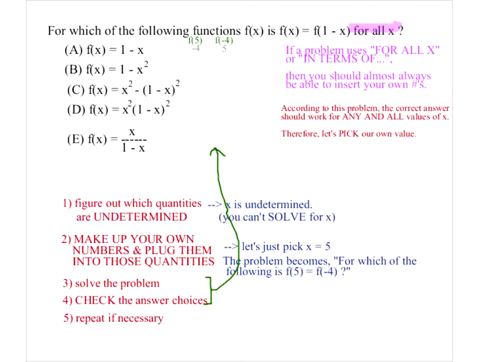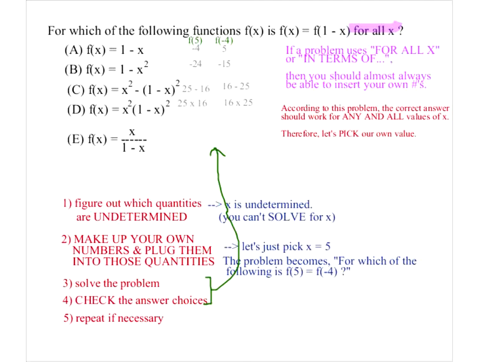With B, f of 5 is 1 minus 25. F of -4 is 1 minus 16. Those are not equal. With C, f of 5 is 25 minus 16, and f of -4 is 16 minus 25. Those are not equal. Sorry, I had to type them. With D, f of 5 is 25 times 16, and f of -4 is 16 times 25.